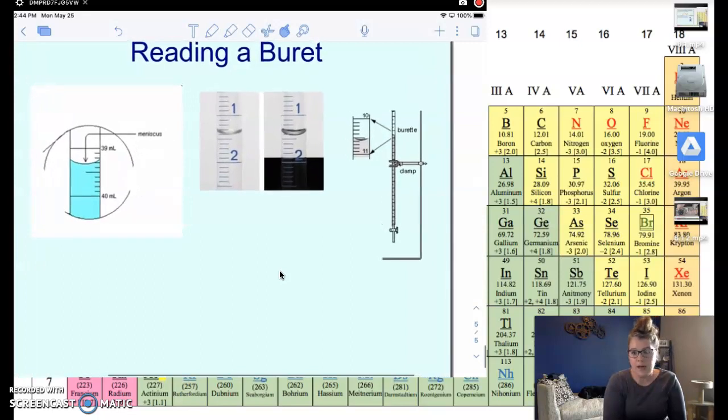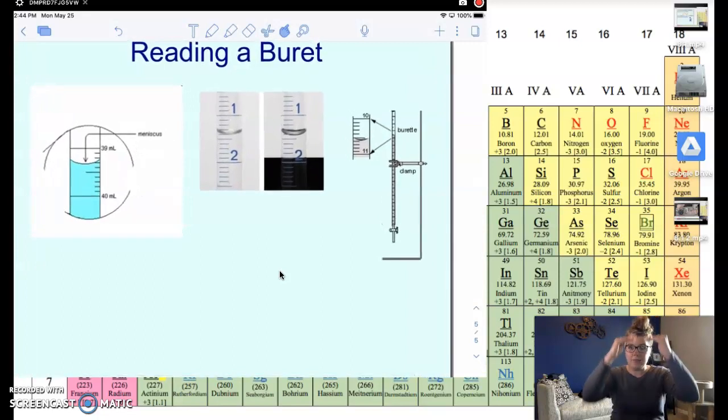You'll see this more with burettes, but they kind of read backwards, which is a little funky. And we use burettes because they are very precise pieces of glassware, and you can slowly administer your solution because of it.